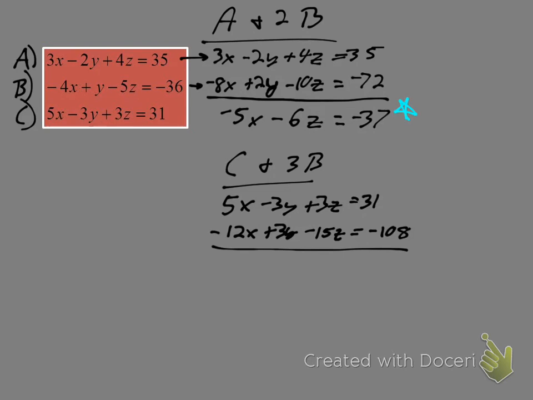And then you add those up. So negative 7x, the 3y's are gone, minus 12z equals what? Negative 77?